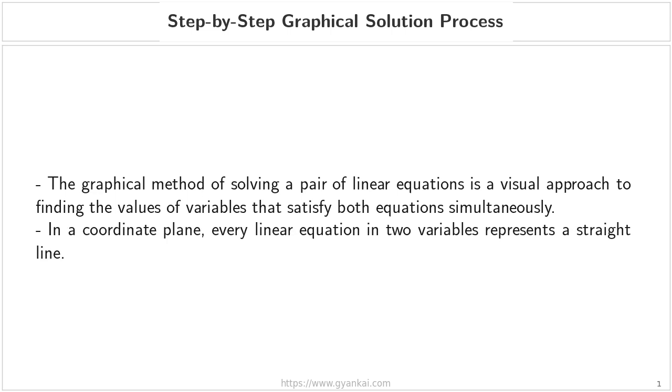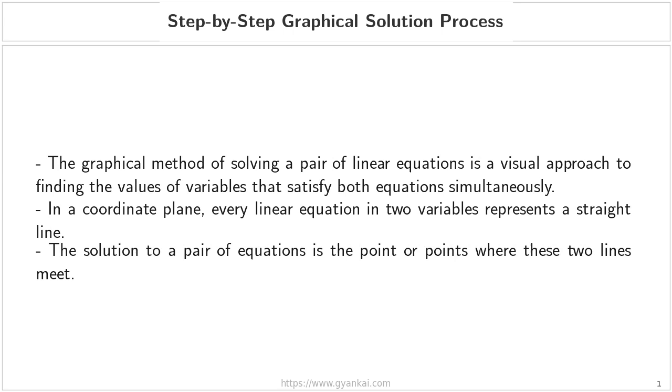To do this, we need to remember a fundamental rule from coordinate geometry. Every single linear equation involving two variables, like x and y, represents a straight line when plotted on a coordinate plane. So, if we have two different equations, we will have two different lines. The solution we are searching for is simply the geometric location where these two lines meet. It is that specific point, or points, where the lines intersect. As we move through the next few slides, I will show you exactly how to calculate these points, how to plot them accurately, and how to interpret what you see on your graph.